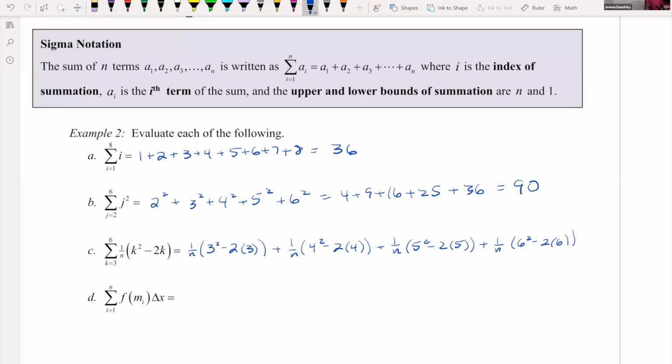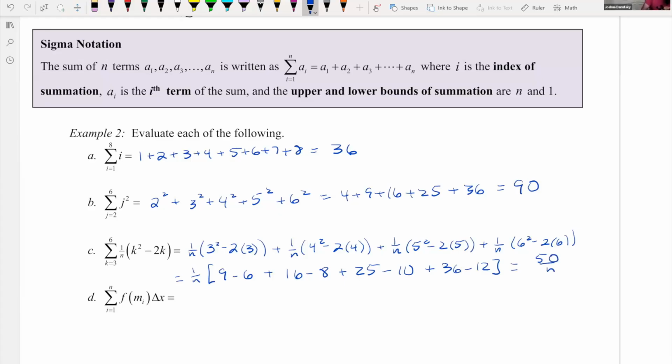Now, one thing to notice is we have 1, 2, 3, 4 terms, and they all have a 1 over n. So we could factor that out. We could put 1 over n here, and then we're going to get 9 minus 6 plus 16 minus 8 plus 25 minus 10 plus 36 minus 12. And we can do this math pretty quickly. I'll just tell you what I got. I got 50 over n.